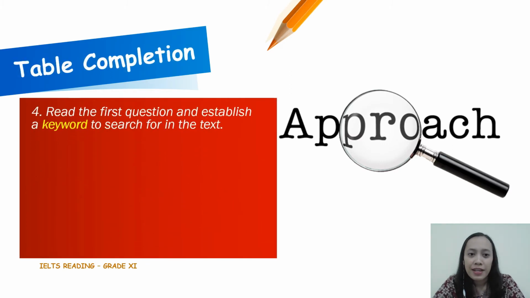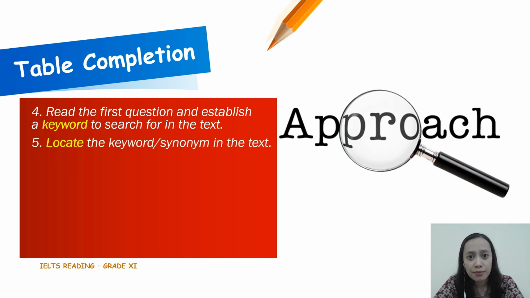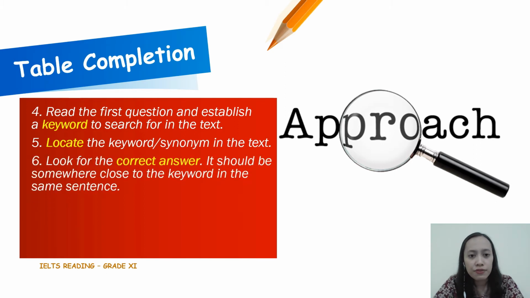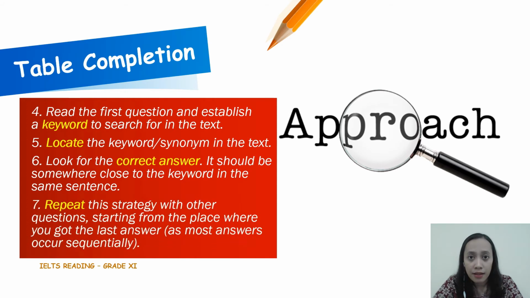Number four, read the first question and establish a keyword. Remember, a keyword to search for in the text. Number five, locate the keyword or synonym in the text. Then, look for the correct answer. It should be somewhere close to the keyword, in the same sentence. And the last one, repeat this strategy with other questions, starting from the place where you got the last answer, as most answers occur sequentially.